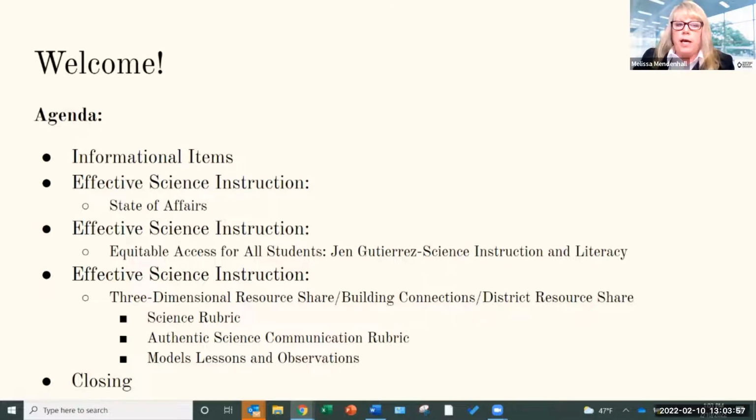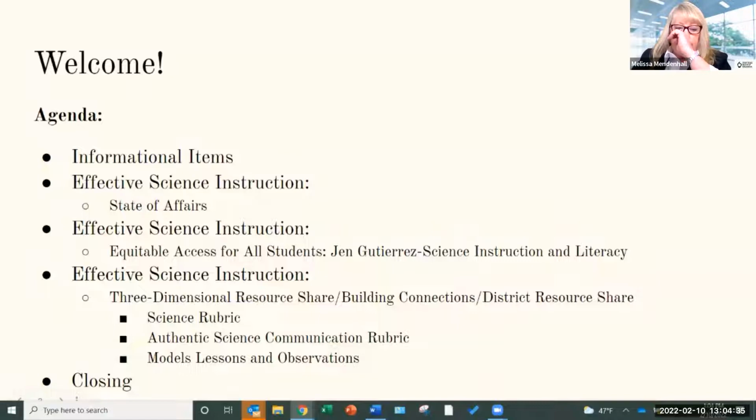So our agenda today, we will look quickly at informational items and then look at the state of affairs of effective science instruction right now, quickly, what research and national reports are saying. Then we have a national presenter here who's amazing. So we're really lucky to have her. And she's going to talk about this idea of science instruction and literacy, which has been our focus in elementary SSECC last year and this year. And really, that helps it be equitable for all students when we can help science and literacy work together.